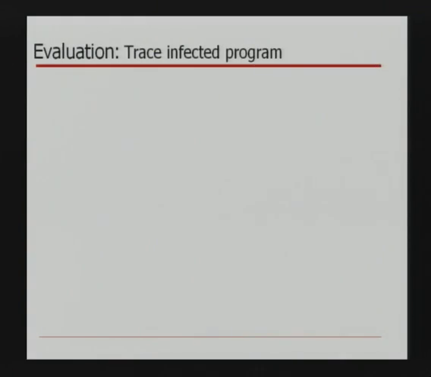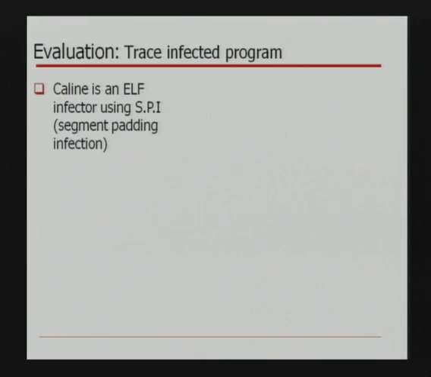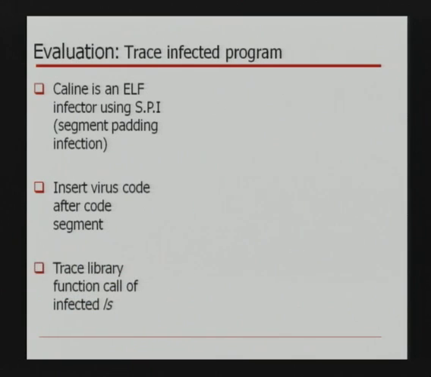So in the third evaluation, we will trace an infected program. We will first use Kaiten to infect the program. Kaiten is an ELF infector that uses a segment padding infection, and it will insert the virus code after the code segment. We will use the LS program as an infected program, and then we also trace the library function calls of the infected LS.